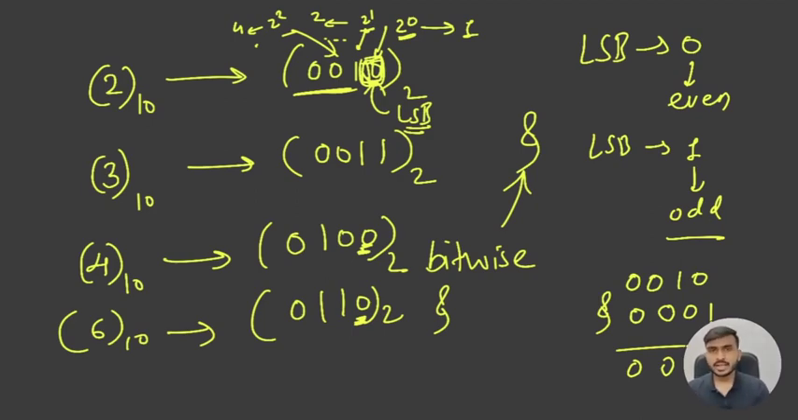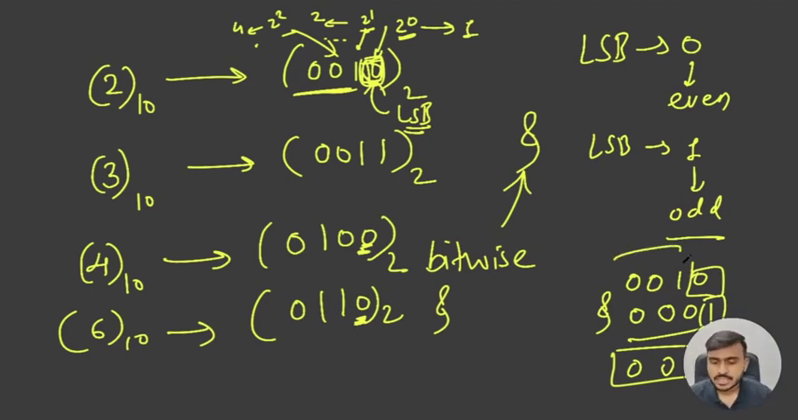Observe very carefully, in case of an even number, after performing bitwise AND operation with 1, the result that you are going to get is going to be 0. Why is it going to be 0? Because when you are taking bitwise AND with 1, all the bits on the left hand side are 0, only one bit, the least significant bit, is 1. And in case of an even number, the least significant bit is compulsorily going to be 0, right?